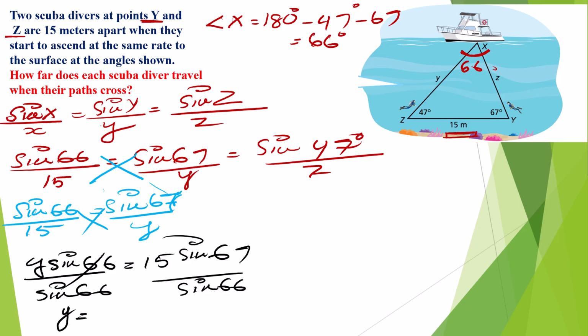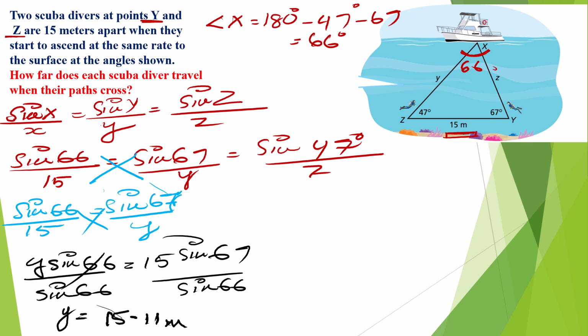So let's write together: 15 sine 67 close over sine 66 close. So the answer is 15.11, and this is in meters. Now let's try to find out the z.